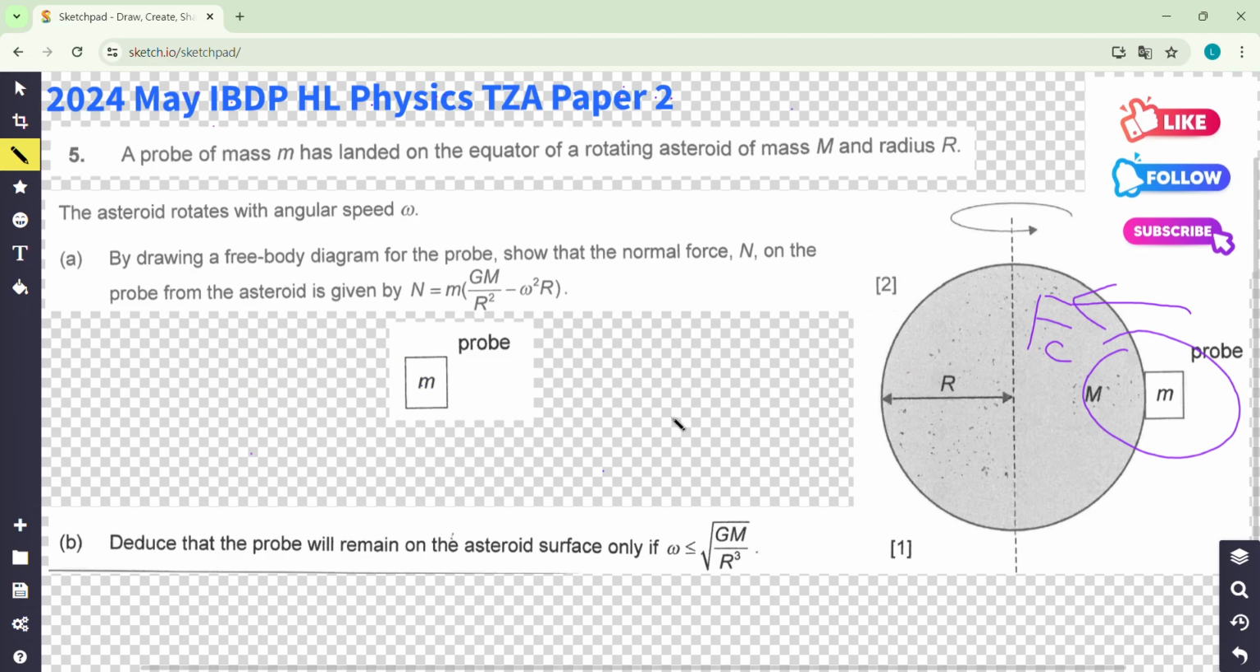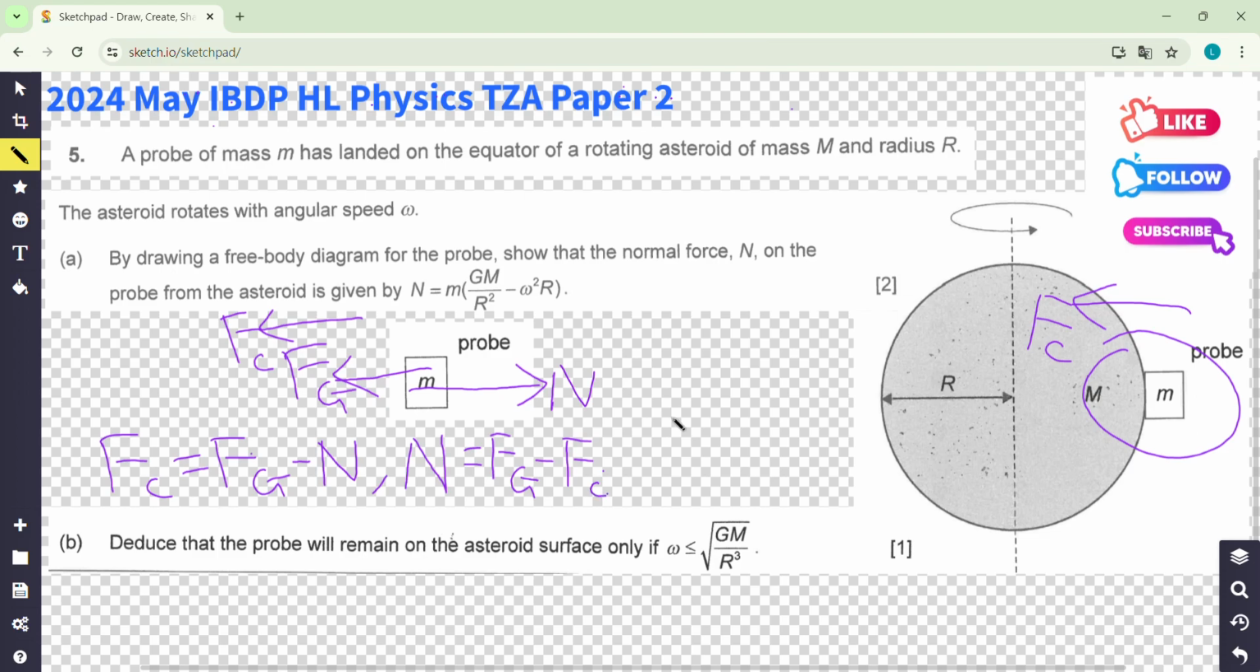Okay, it is on the surface, so there is a normal reaction force acting on it, and there is a gravitational force acting on it, and these two forces acting together become the centripetal force. So the equation is centripetal force equals Fg minus N. Why Fg minus N? Because centripetal force is towards the center, Fg is along it, and N is against it. So we change it. Okay, so the normal reaction force equals Fg minus Fc.